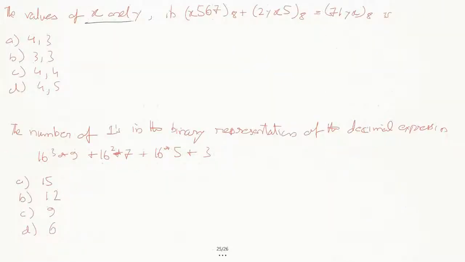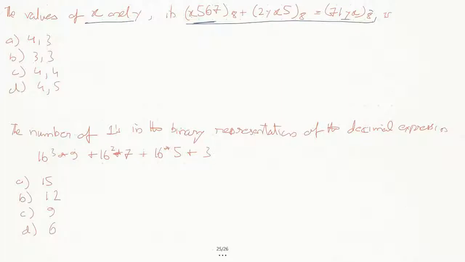Okay, and the value of x and y. Now they have given an expression and we have to solve it to find the equivalent expression for it, right? So it is x567 plus 2yx8 equals 71yx, and everything is in octal notation. Now to evaluate the value of x and y, let us convert it into equivalent decimal format so that we can perform the normal addition and multiplication operations on them.